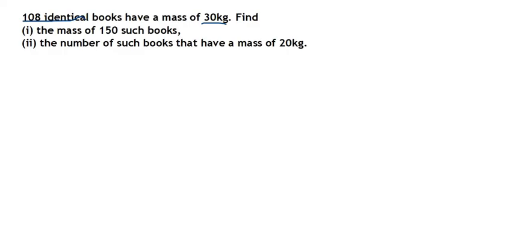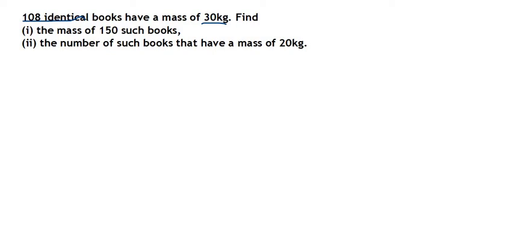This video is on direct proportion and examples of it using some questions. Suppose we have this question: 108 identical books have a mass of 30 kg. Find the mass of 150 such books. So we have the mass of 108 books, which is 30 kg.